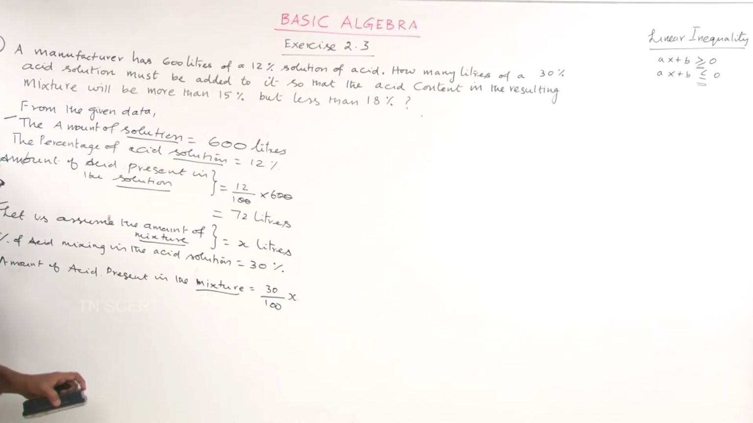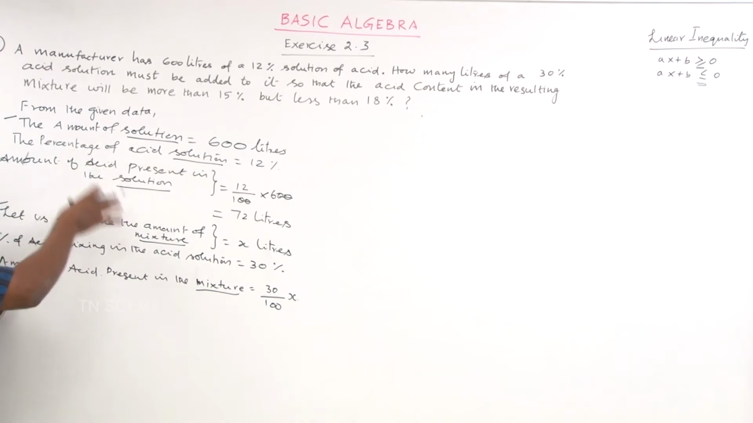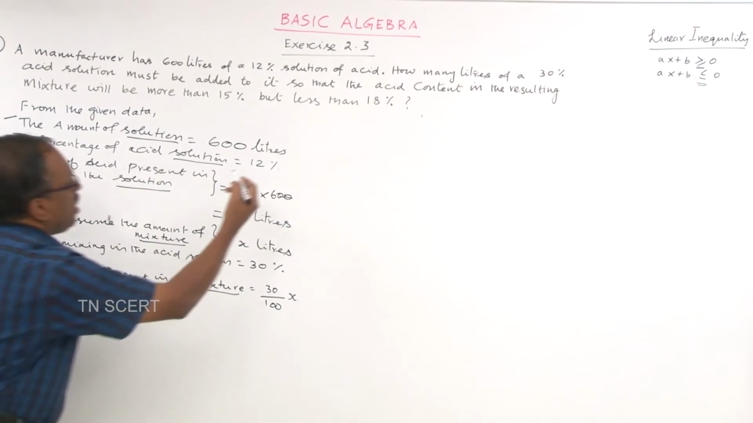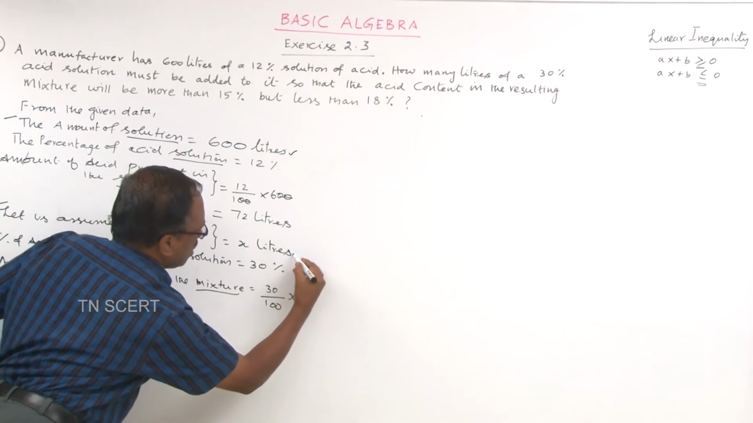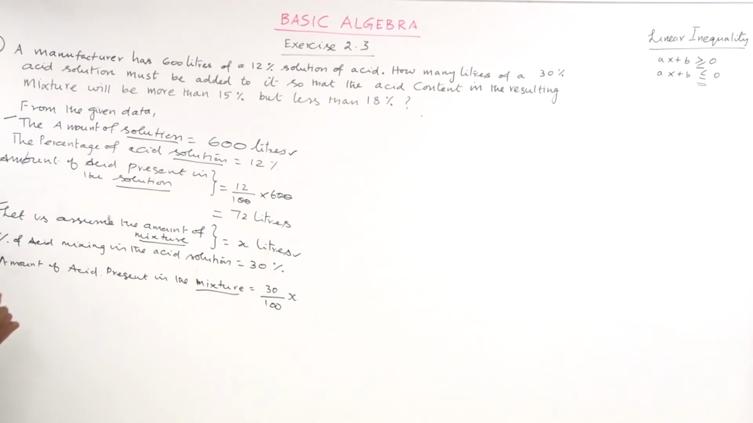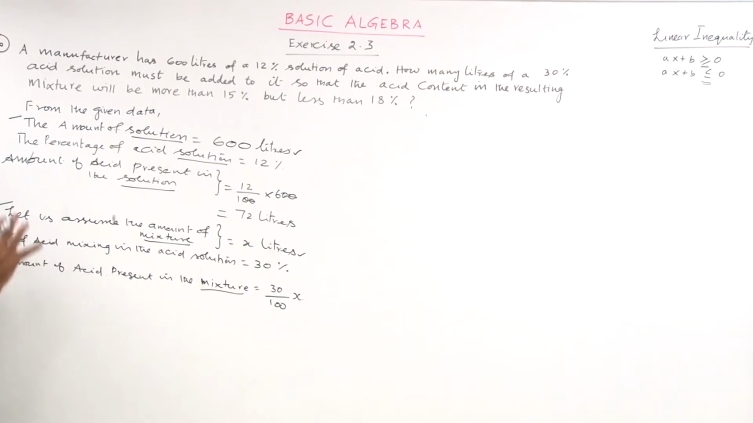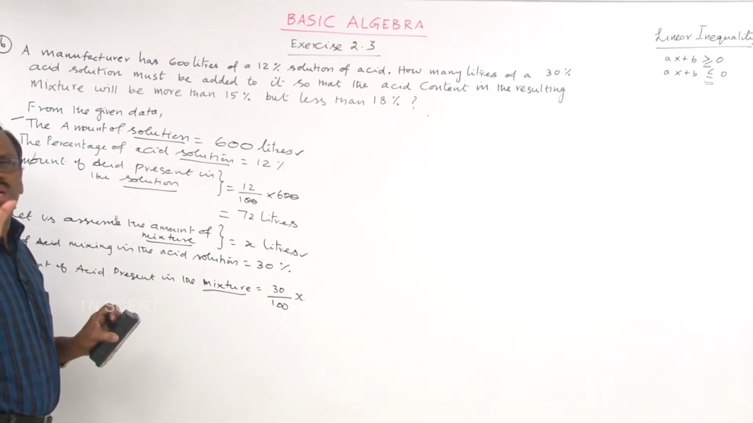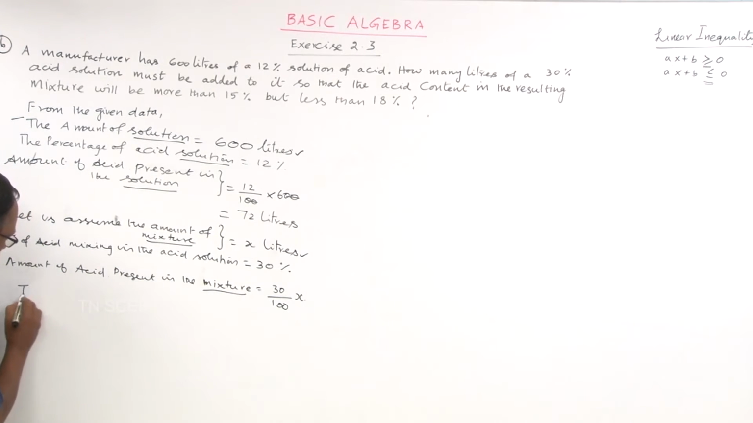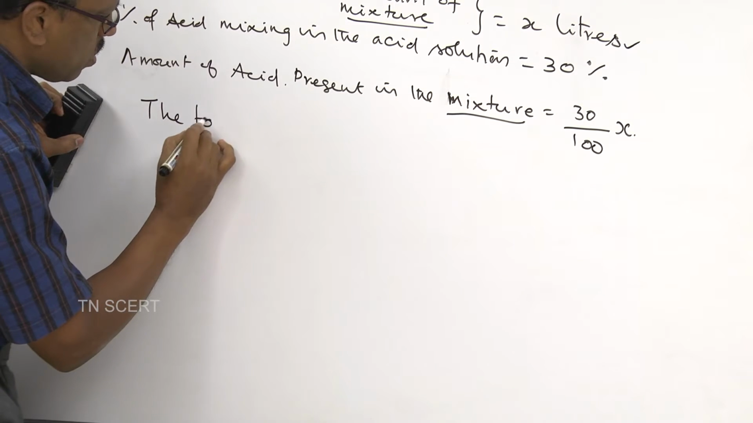Is the solution over or not? Not yet completed, not even a single thing. We have written all the data given here. See the total amount of solution, how much it is now: this 600 liters and then this x liters. This is the total amount of solution. And the final outcome of the mixture is what? The total amount of solution.